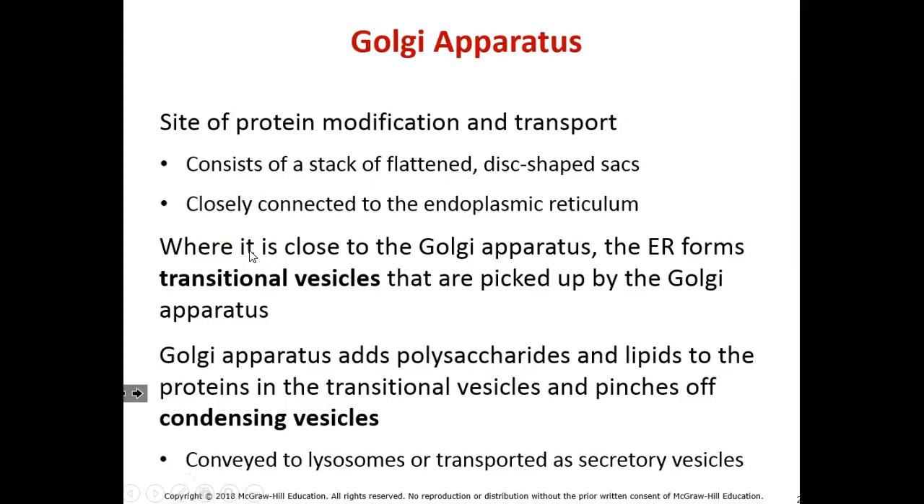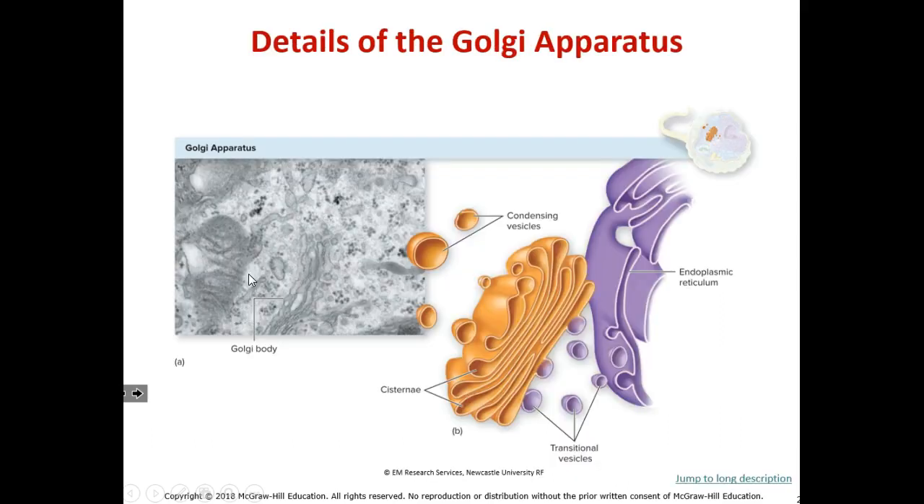The Golgi apparatus is the site of protein modification and transport. It consists of a stack of flattened disc-shaped sacs closely connected to the endoplasmic reticulum. Where it is close to the Golgi apparatus, the ER forms transitional vesicles that are picked up by the Golgi apparatus. The Golgi apparatus adds polysaccharides and lipids to the proteins in the transitional vesicles, and it pinches off condensing vesicles. It conveys them to lysosomes, or they're transported as secretory vesicles.